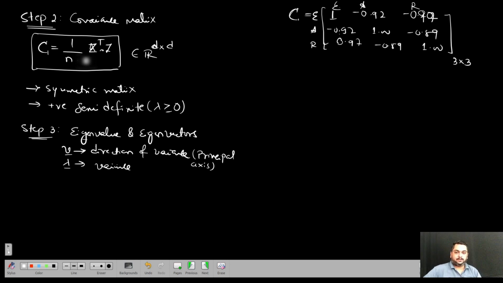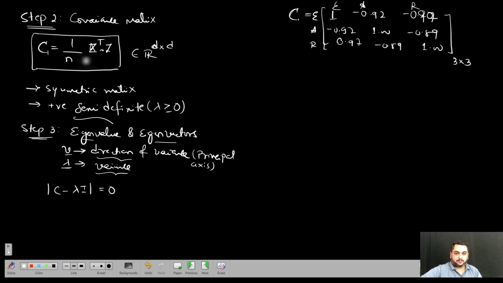So why do you find eigenvalues and eigenvectors? The eigenvector will give the direction of the variance, that is the principal axis, because we are trying to find those directions where we have the maximum variance. Lambda will give that variance value and V will give the direction. That's why you find the eigenvector. You already know the procedure to find the eigenvalue: the determinant of C minus lambda I is equal to 0. You evaluate this and then you get the eigenvalues.